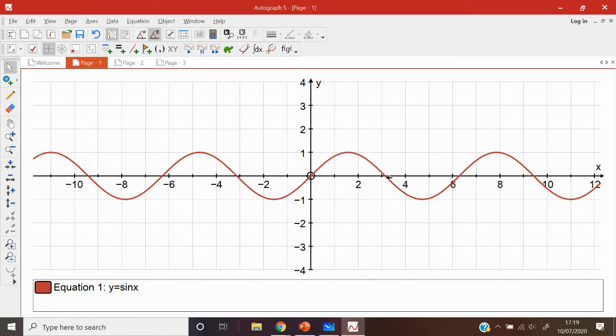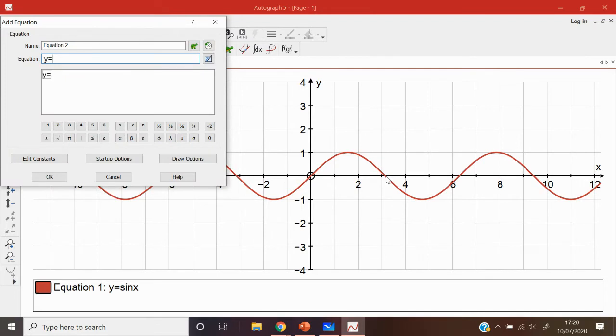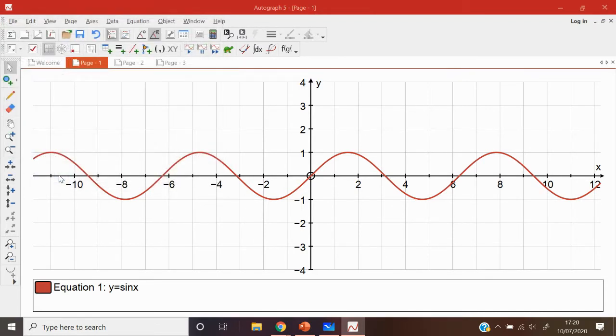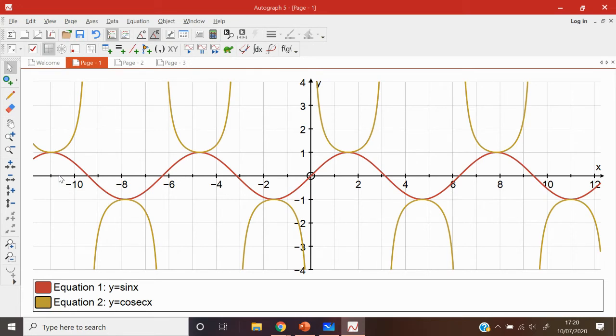Now, if we think about where sine of x has roots, where sine of x equals 0, the value of cosec x is going to be 1 over 0, which is going to be undefined. That means that the graph of cosec x is going to be undefined at the point where sine x has roots. Okay, let me plot cosec x on top here. So we have cosec x, and there is your graph for cosec x.